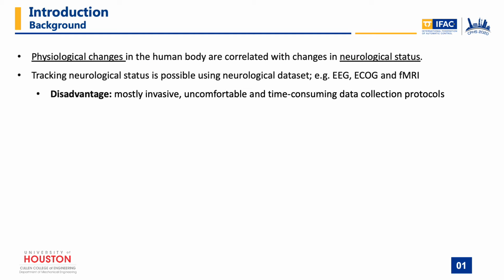In conditions such as diabetes or seizures, a deterioration in patients' health condition has been reported to be linked to a surge in stress level. To manage and control such occurrences, we need to be able to track the neurological status. This is usually possible by studying the neurological signals such as electroencephalography or EEG, electrocorticography or ECoG, and functional magnetic resonance imaging or fMRI.